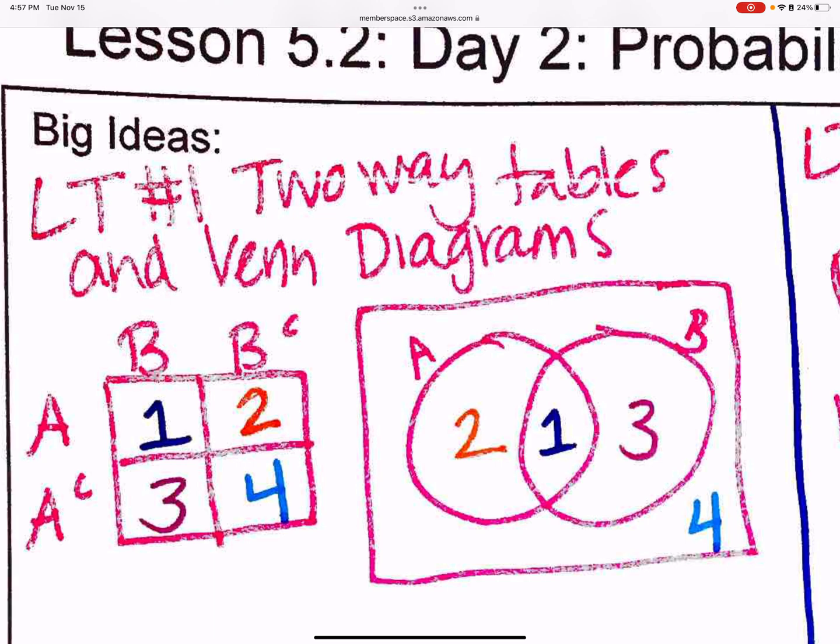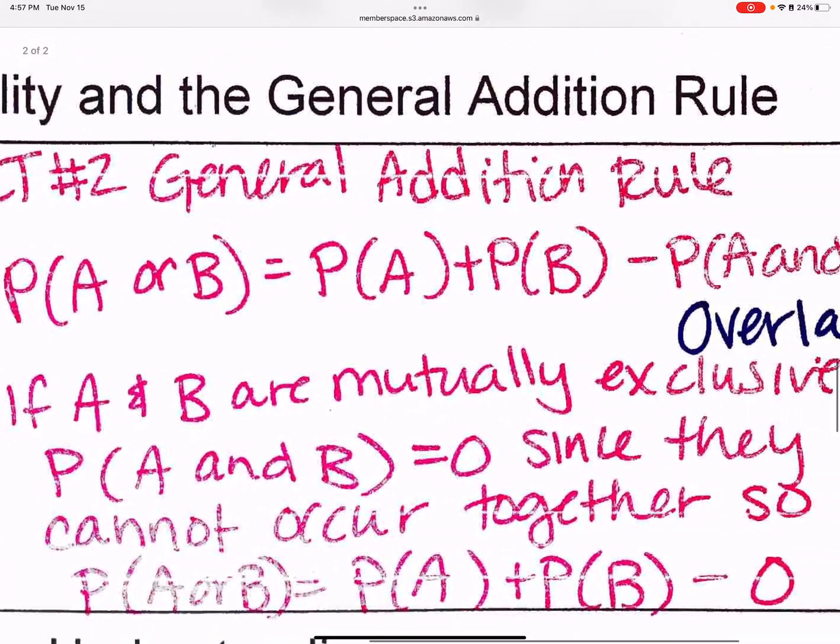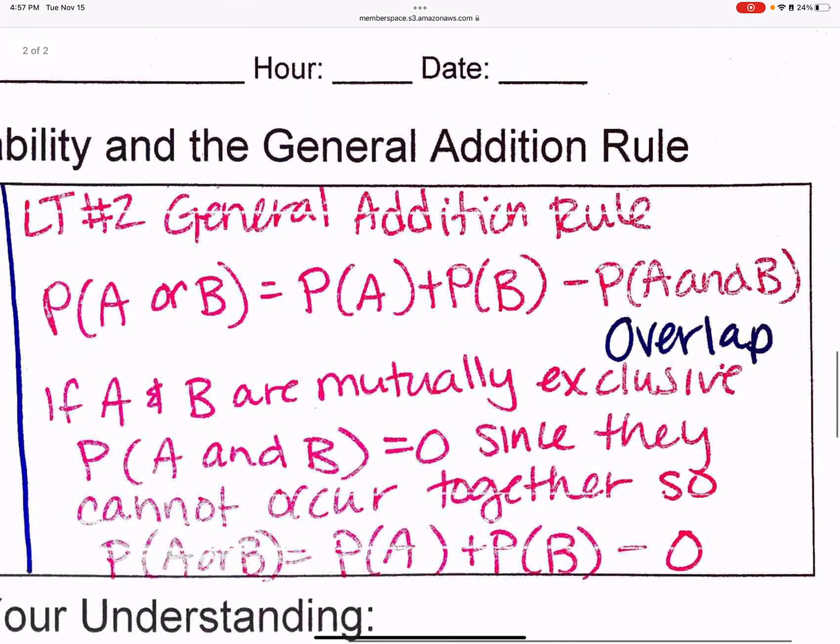So for instance, A would be like owning a dog, B would be like owning a cat, and there's 4 people in area 4 that don't own a cat or a dog. The general addition rule, which is on your formula chart, is probability of A or B, which is the probability of A plus the probability of B minus the overlap, which is A and B. If they're mutually exclusive, though, remember A and B is 0 since there's no overlap. They cannot occur together. So the probability statement is probability of A or B is all of A plus all of B.